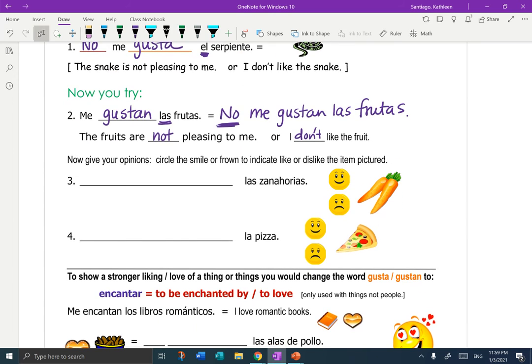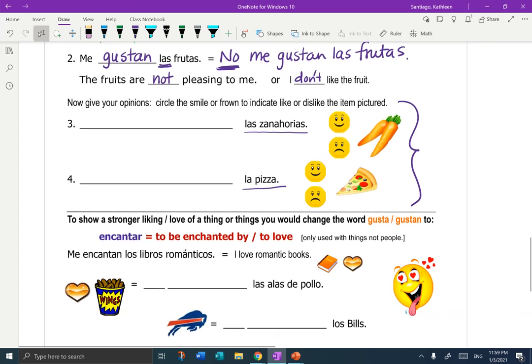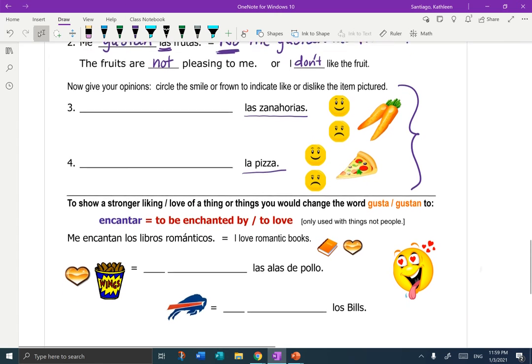Now give your opinion by circling the smile or the frown to indicate whether you like or dislike the item. The item's name is already written in for you. So these two you need to do right now on your own. And I'll pause for a second so that you can finish it. Now remember, it's either me gusta, no me gusta, or me gustan, or no me gustan. Think about the item. Is it one or more than one? Okay, I'm going to move on now.